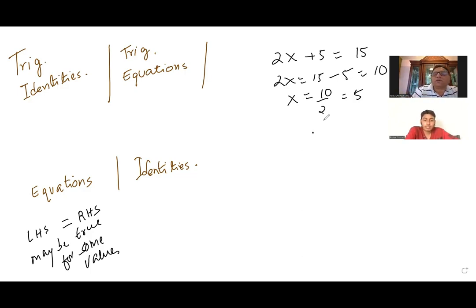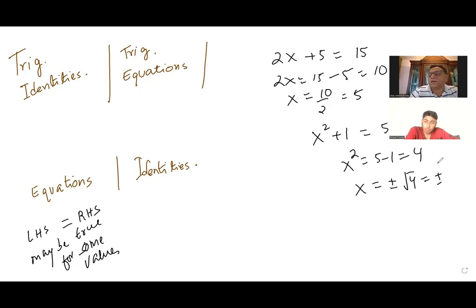Yes, sir. I have an equation which is x squared plus 1 is equal to, let us say, 5. In that case, x will be equal to what? Well, x squared will be 5 minus 1, which is 4, and x will be plus minus square root of 4, which is plus minus 2, correct? This equation is true for two values, correct? But not all the values.